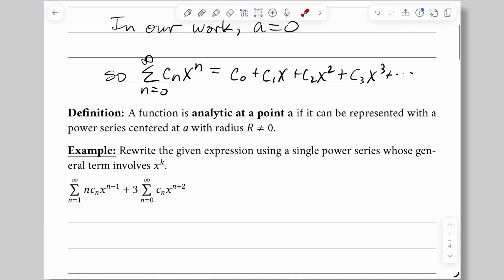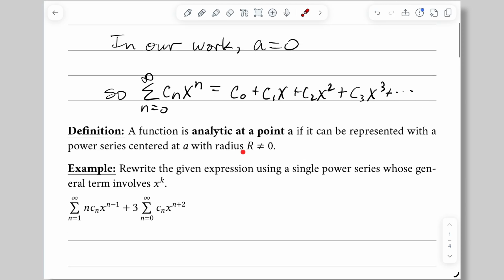Now for a quick definition, a function is analytic at a point a if it can be represented with a power series centered at a with a radius that's not 0. That means over some interval. And remember that in our work, a is going to be 0 when we're solving differential equations.